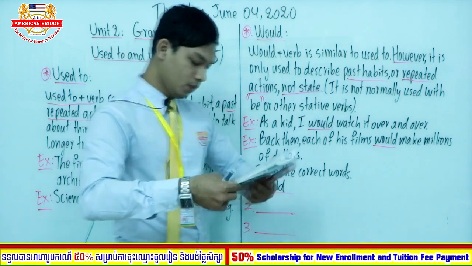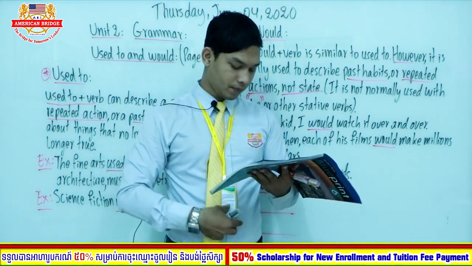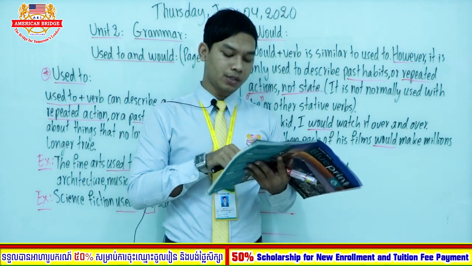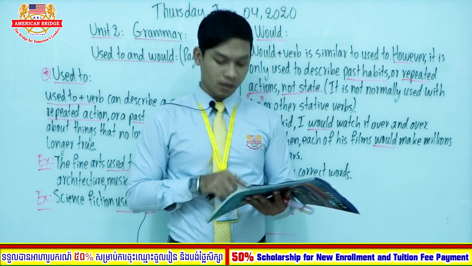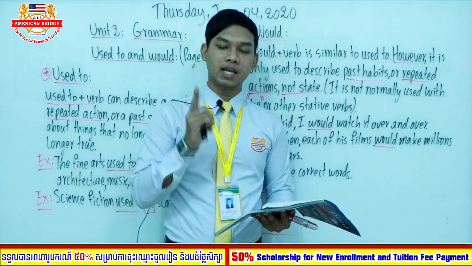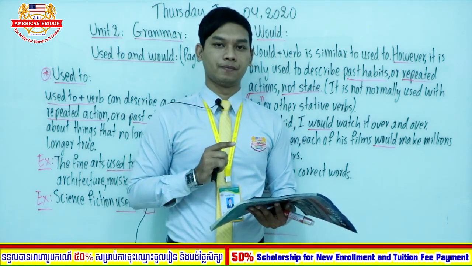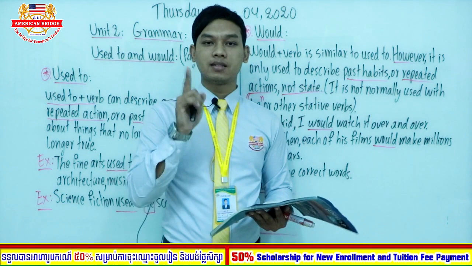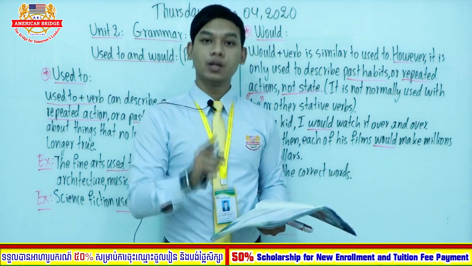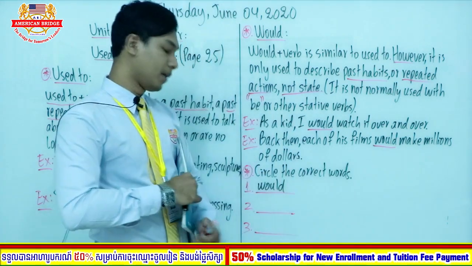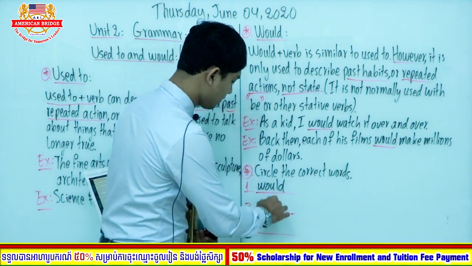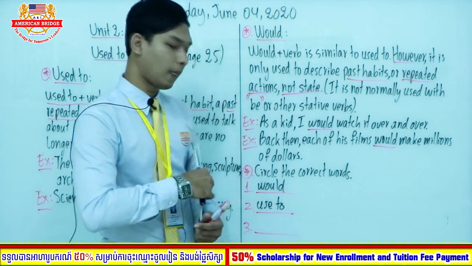Okay. Number 2. "Did Sarah used to or would want to become an actress?" Used to or would want. What is want, everyone? Is want a stative verb or an action verb? Very good. Want is a stative verb. So do you use used to or would? You use used to. Very good. Okay? Because you cannot use would with a stative verb at all. So use used to.